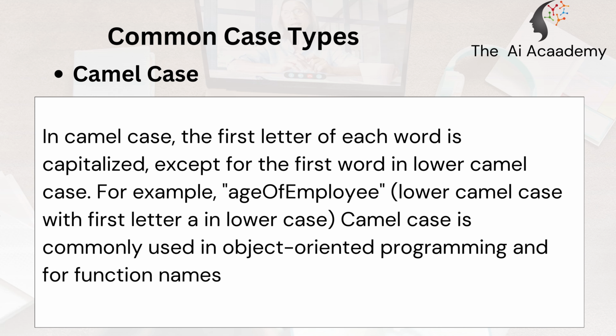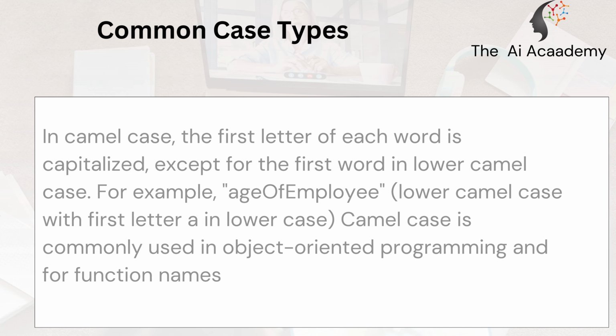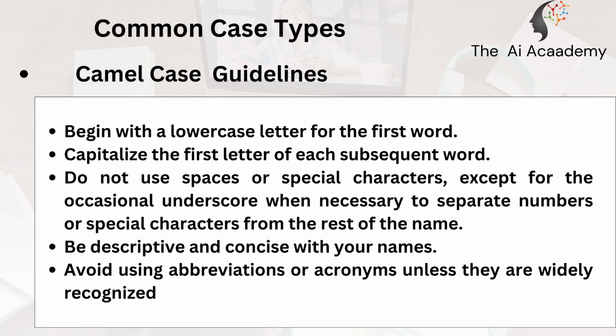To follow the camel case naming convention in Python, you should adhere to the following guidelines. Begin with a lowercase letter for the first word. Capitalize the first letter of each subsequent word. Do not use spaces or special characters, except for the occasional underscore when necessary to separate numbers or special characters from the rest of the name. Be descriptive and concise with your names. Avoid using abbreviations or acronyms unless they are widely recognized.